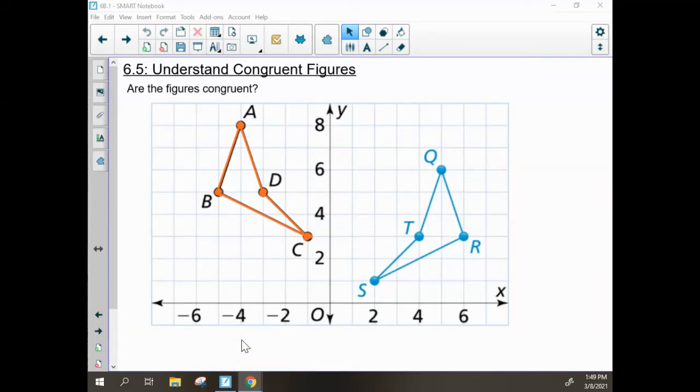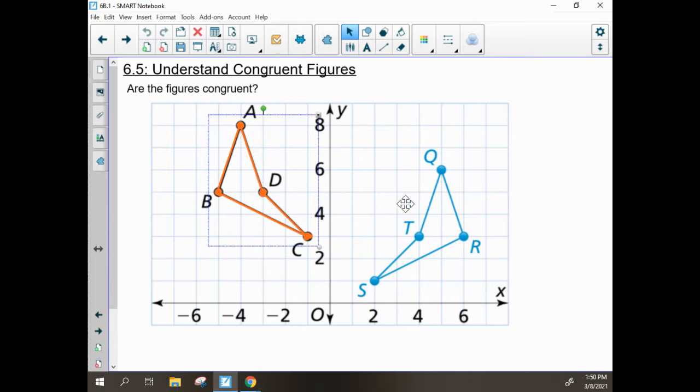Today we are going to talk about understanding congruent figures and how to determine if they are congruent. Now, congruent figures, as you saw in your vocabulary, are figures that you can map to each other using only rotations, reflections, and translations. We are not using dilations yet. We'll get more into that on Thursday with similar figures. So for today's lesson, all we're going to determine is if we can map these onto each other.